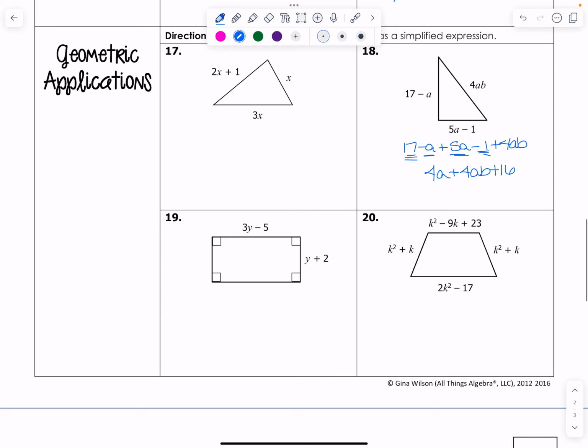Okay. And then, again, this little trapezoid here. And I don't have to write it all out. I could just know what I'm doing. So k squared and k squared gives me 3 of them. Plus another 2 gives me 5k squared.